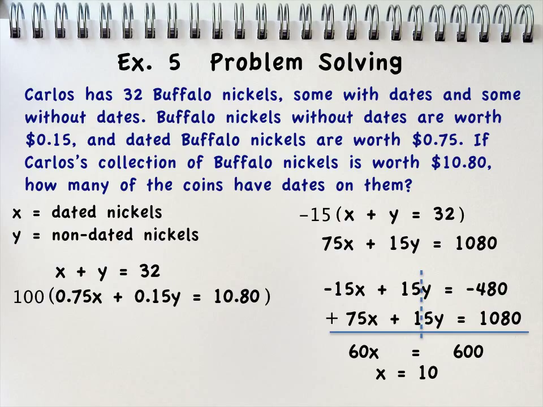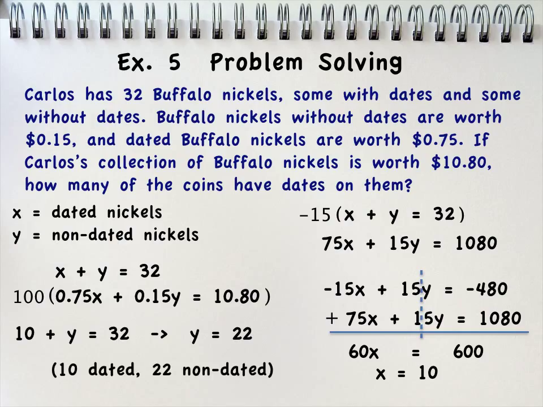I could actually stop right here because the question that has been asked has been answered: 10 dated nickels. But if I wanted to find out how many non-dated nickels, I would use the fact that he had 32 coins, so he must have 22 non-dated nickels, and his solution could look like this. So that is going to be my approach when I have a word problem involving a system of equations.